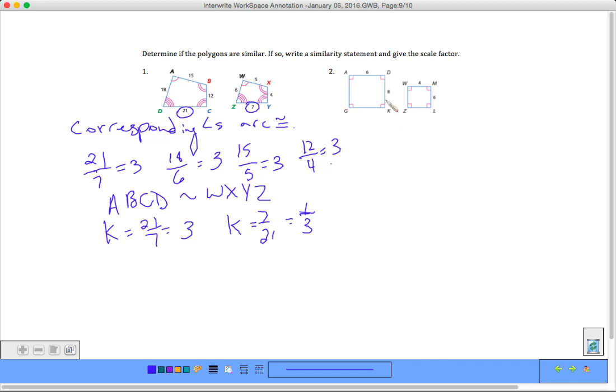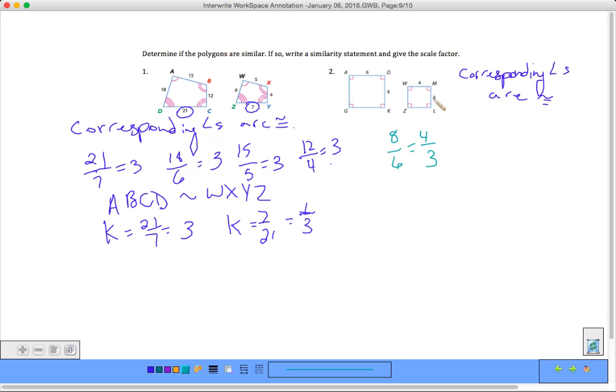Okay, now looking at this figure, we can see that the corresponding angles are congruent. I have to check and see if the sides are proportional. So the longest side here is 8. We'll say 8 over the longest side over here is 6. If I reduce that down, they can both be divided by 2. That would give me 4 over 3.